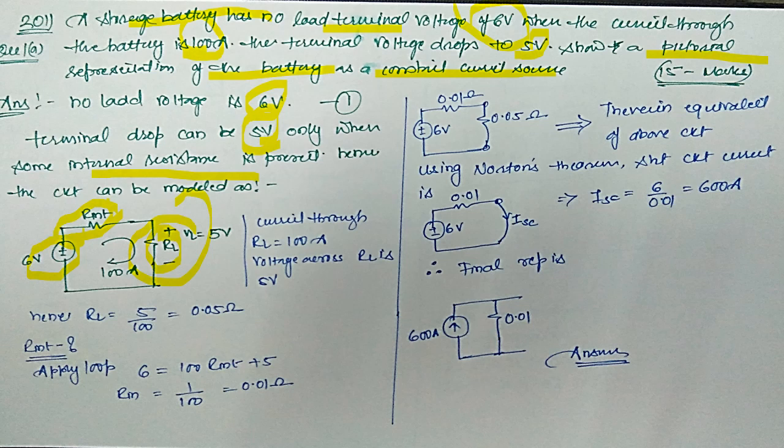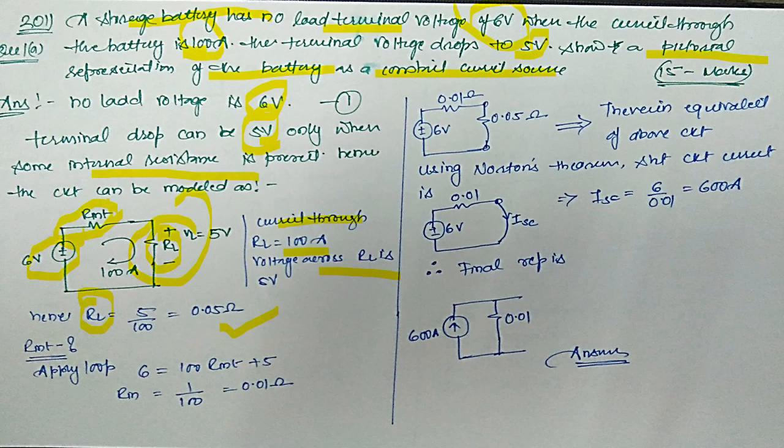So the current through the load is 100 amperes, that is fine, that is given in the equation itself, and the voltage across the load terminal is 5 volts. Hence the load resistance can be written as 5 divided by 100, that is 0.05 ohms.